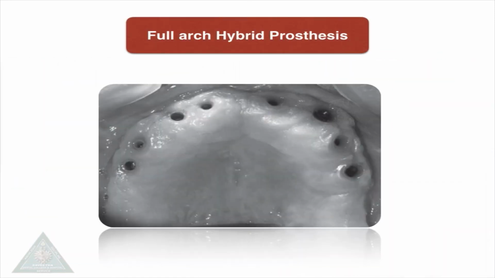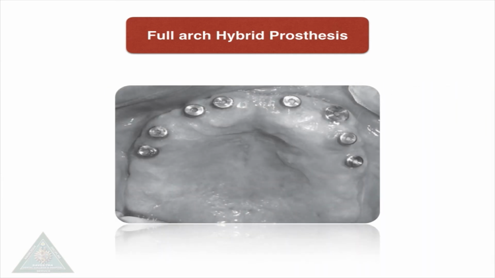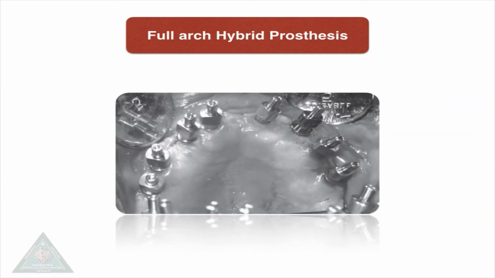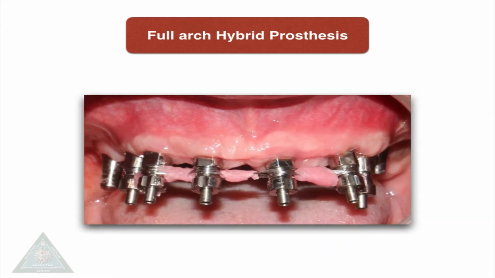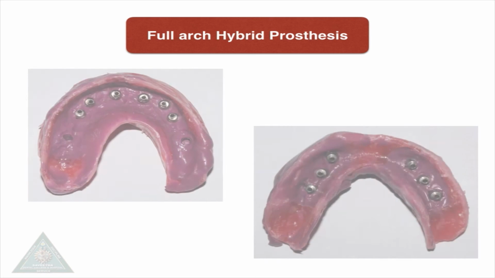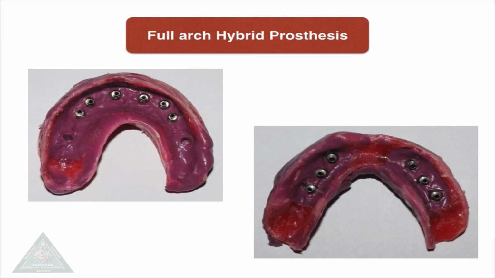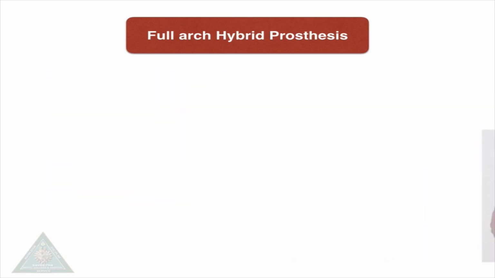And now comes the full arch hybrid prosthesis. And the patients are selected accordingly to how many implants can be placed. And this is stage 2, and these are the impression posts. And once this has to be stabilized with the floss and then a pattern resin. And the impression has been taken here, and we have spoken about the impression can be taken in 2 techniques, that is the open mouth and the closed mouth.